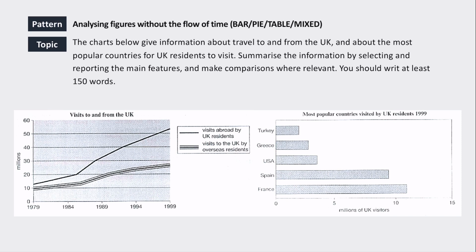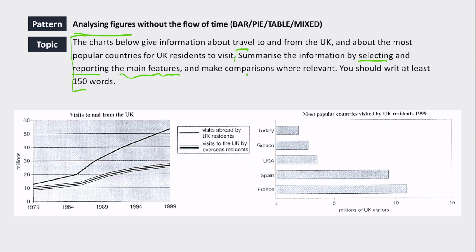Okay, so we're looking at an IELTS Task 1 style essay where we're analysing figures without the flow of time. It's about the charts we're seeing, which give information about travel to and from the UK and about the most popular countries for UK residents to visit. As always, we just summarise the information, selecting and reporting the main features and making comparisons where relevant.